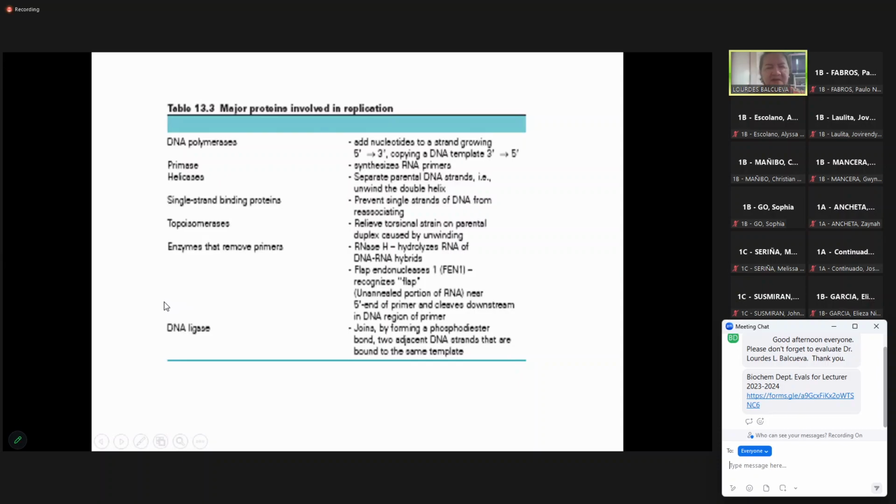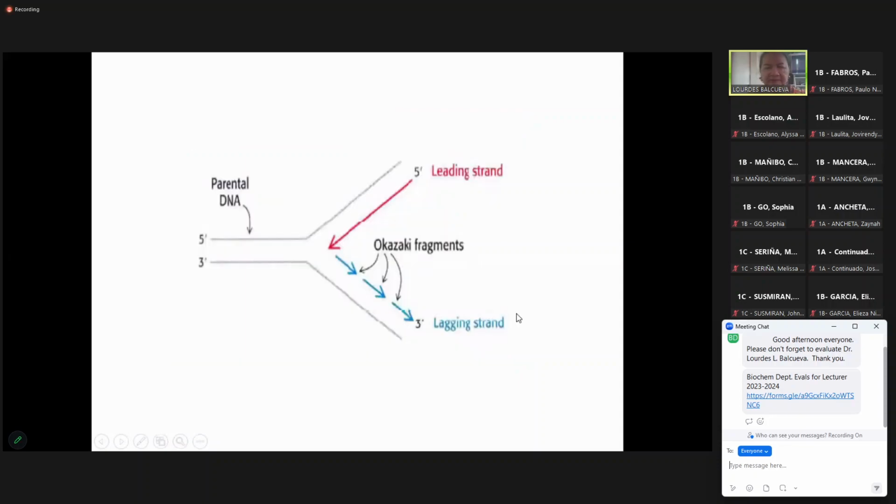Okay, these are the major proteins involved in replication, but this is for both single celled organisms and eukaryotes. So now that the parent strands are separated, and the elongation is starting, let's go to the initiation.